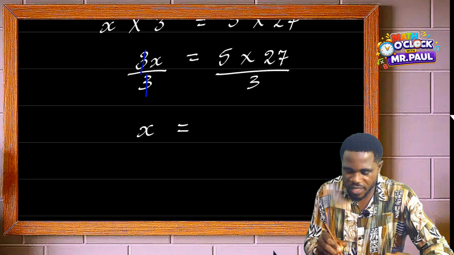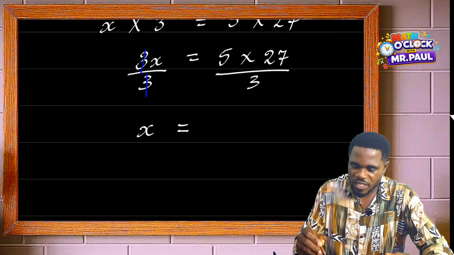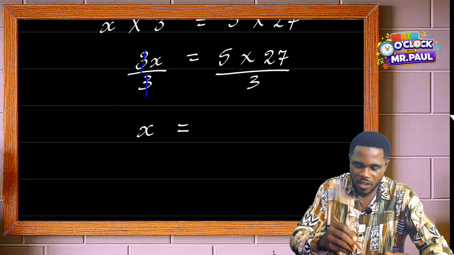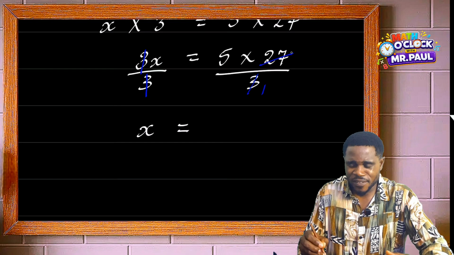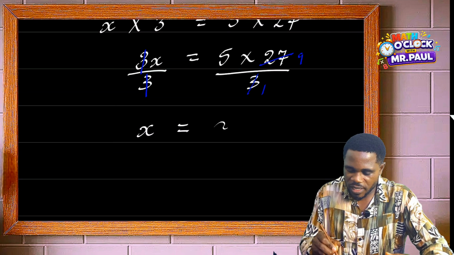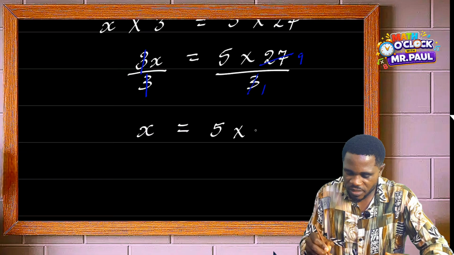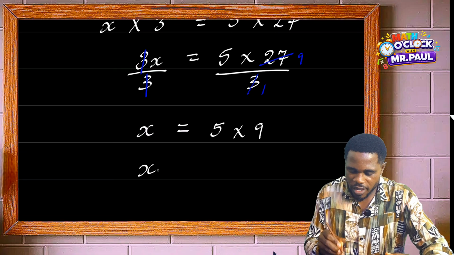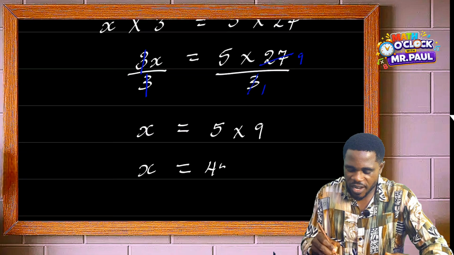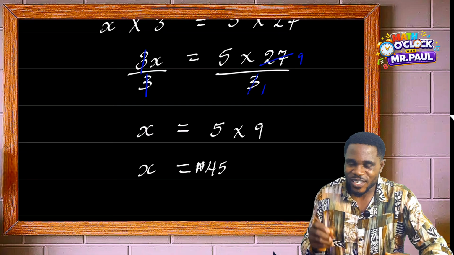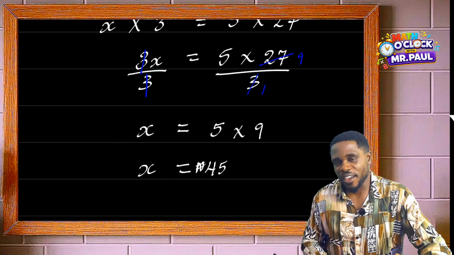Therefore, we are going to have equal to, then let's come to this other side and see what's going to happen here. So we are going to divide as well. 3 here will be 1. 3 in 27 is going to give us 9. Beautiful. So what do we have left? We are left with 5 times 9. Therefore, our X is equal to 5 times 9, which is 45 naira, because X is the cost of those 5 markers.